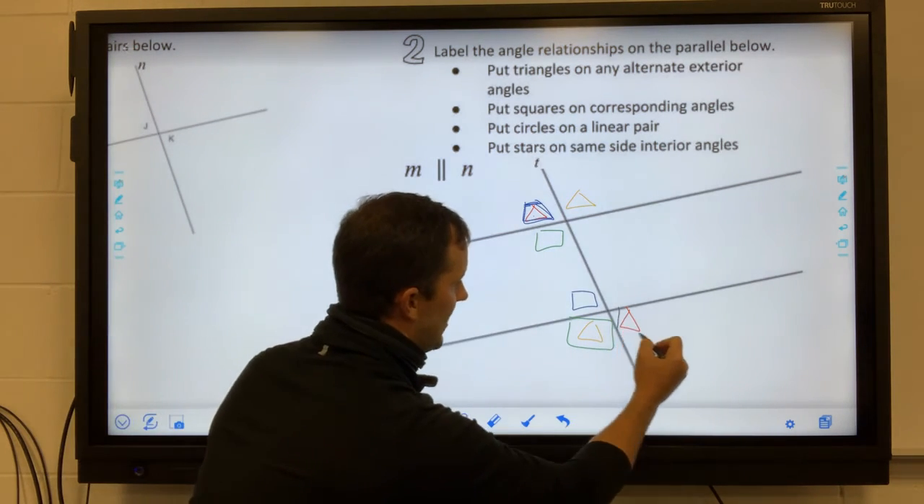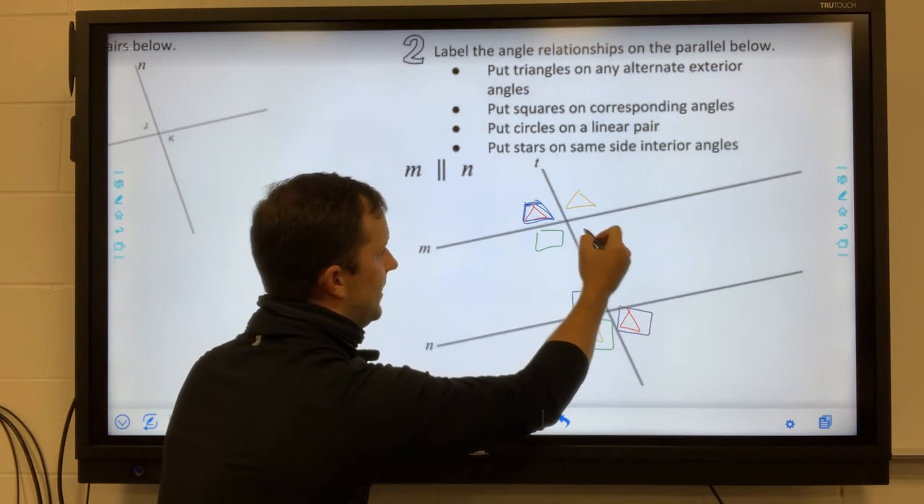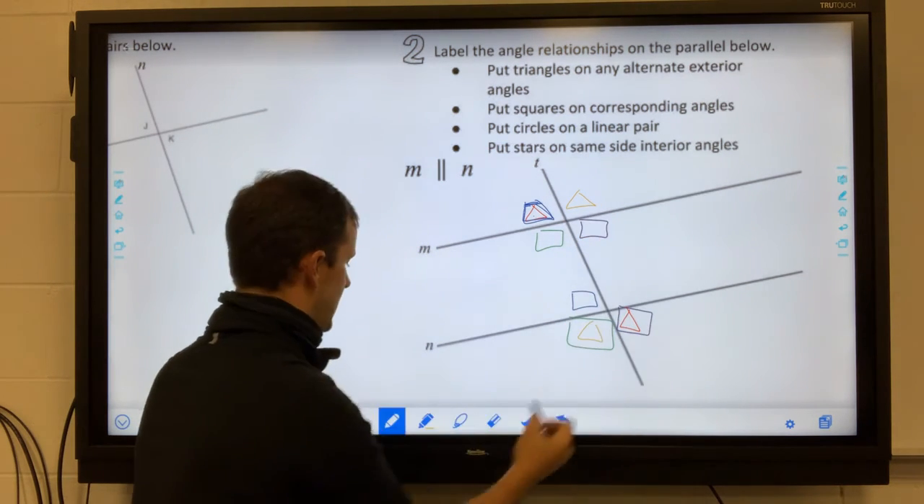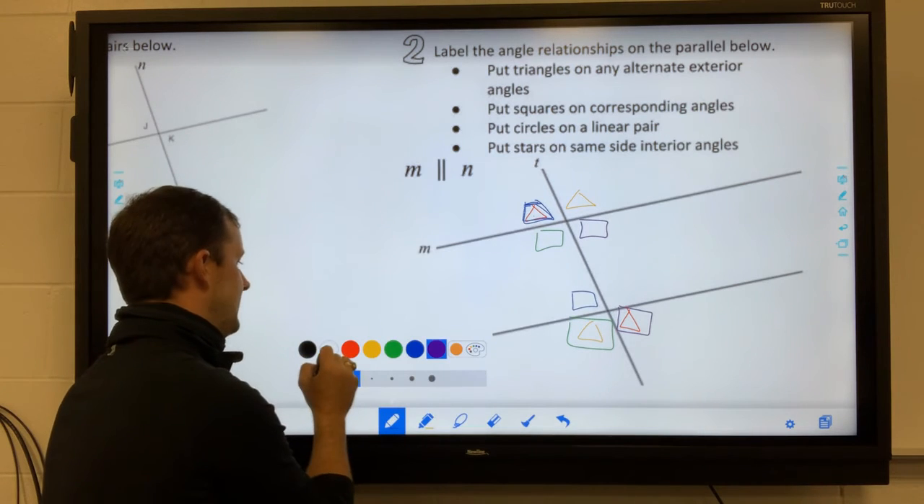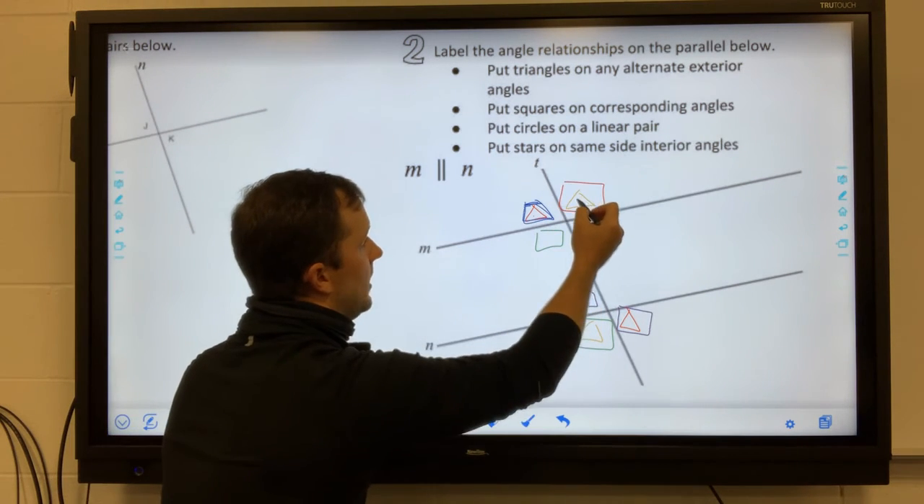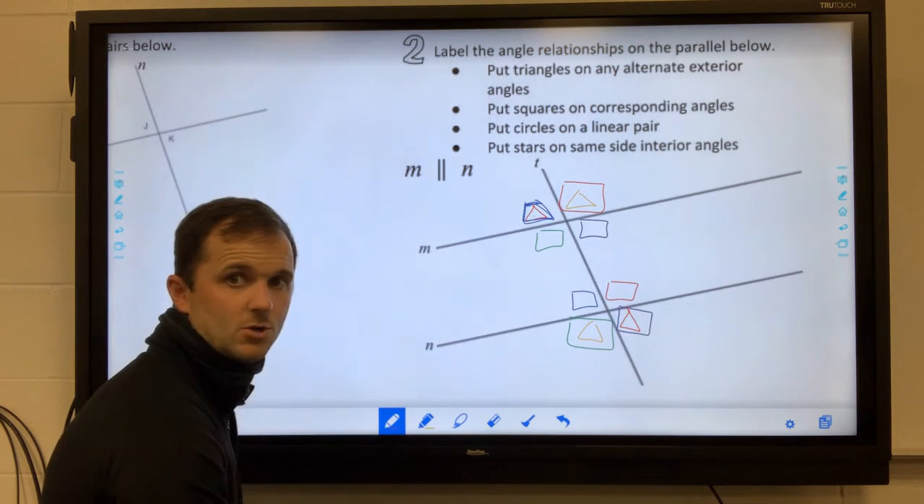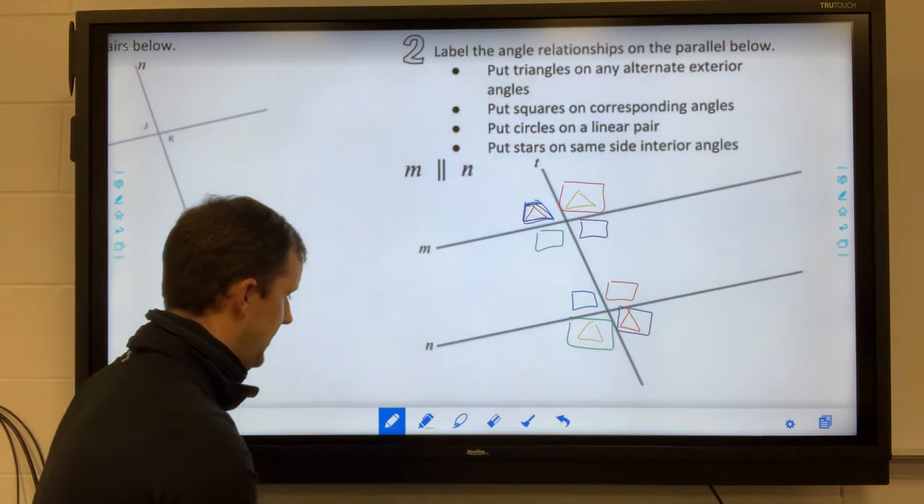If I put a square right here on this bottom right one, bottom right to this up here is going to be corresponding to that angle down there, okay? And then lastly, let me go ahead and do a red. If I put a square up top right here, top right, these are corresponding to each other. So those are all corresponding angles, okay?